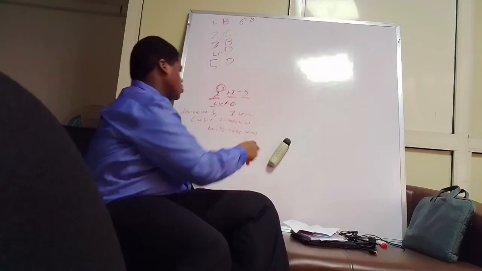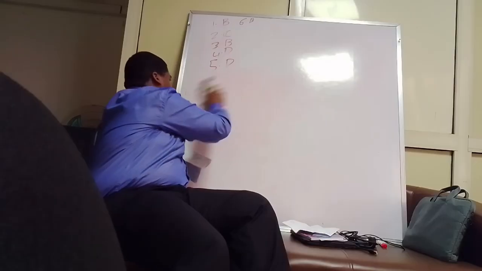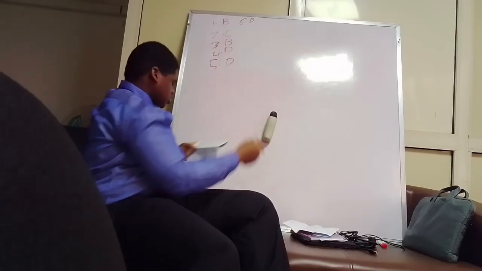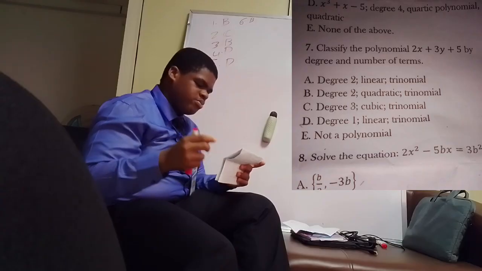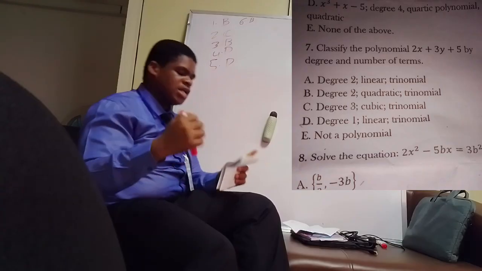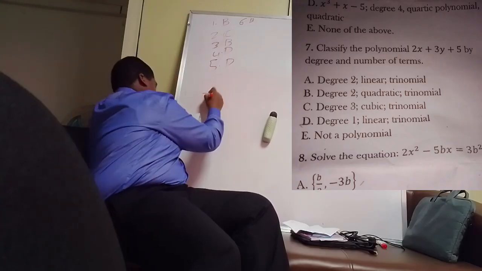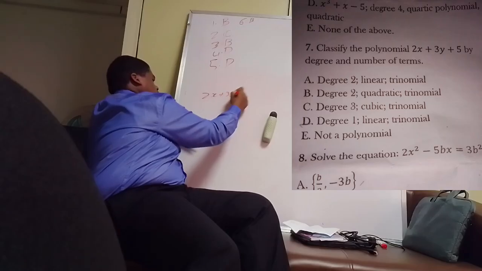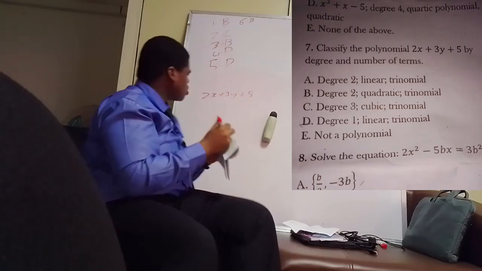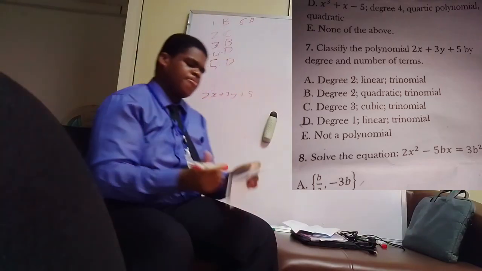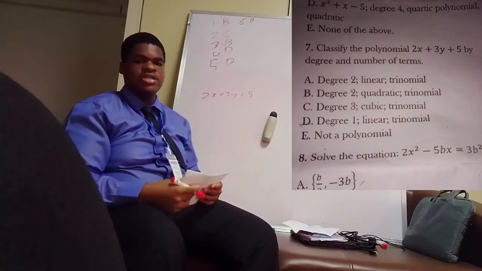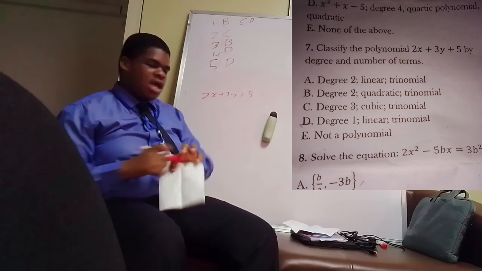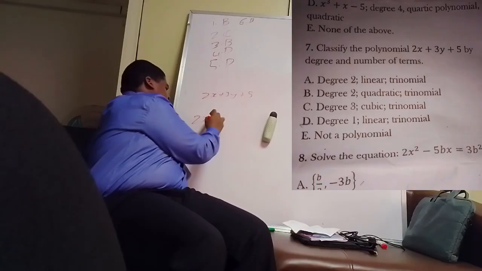Let's quickly go on to question 7, which is the second question in this video. Question 7. Classify the polynomial 2x plus 3y plus 5 by degree and number of terms. Now, I'm not sure if this is going to confuse a lot of people, because most of the time we'll be solving it in terms of x. Some people will just say, since it's only in terms of x, you want to omit y.